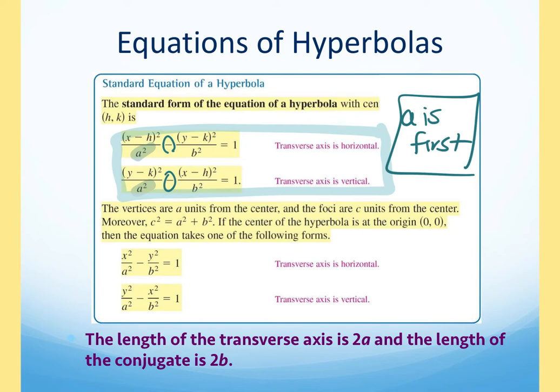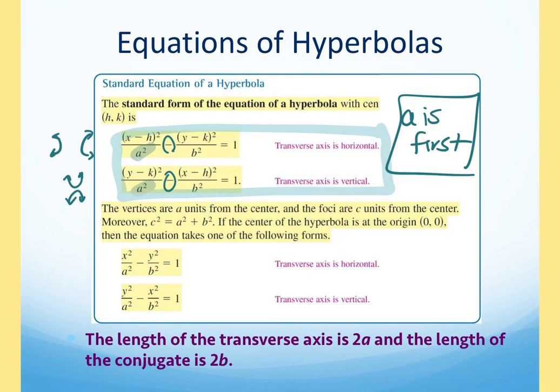It's still X minus H. H always goes with X. It's still Y minus K. K always goes with Y. And then A squared, B squared are on the bottom. A is first. So if X is first, this is a horizontal hyperbola. And if Y is first, it is a vertical hyperbola.